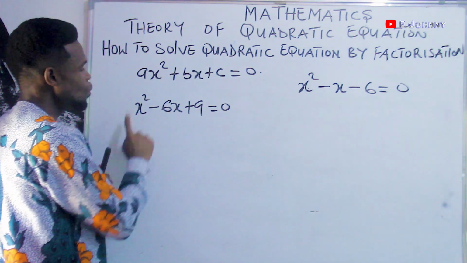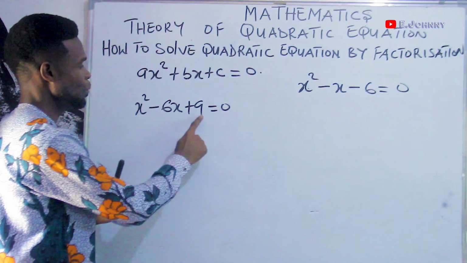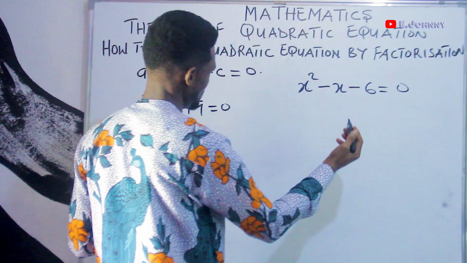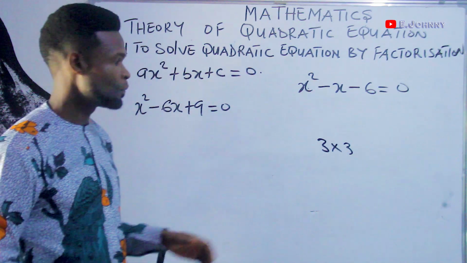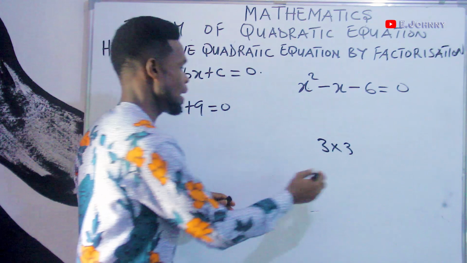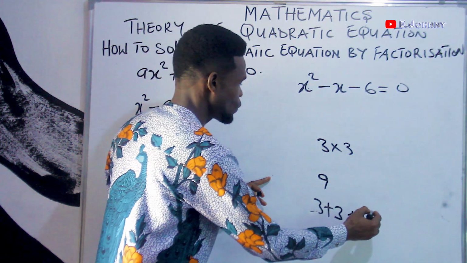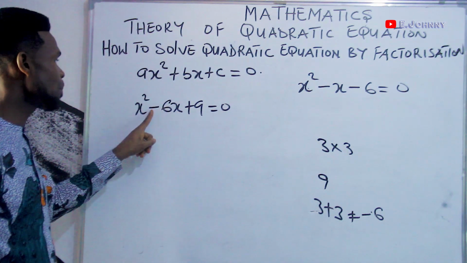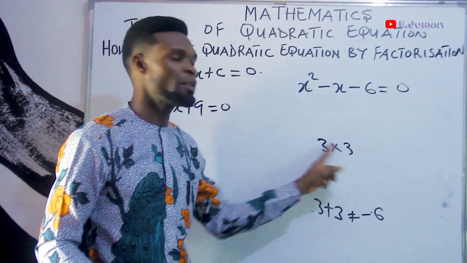All you have to do: here the coefficient of x squared is 1, so we go ahead to break down 9. We know that 9 is a number that can be obtained by multiplying two similar numbers, which is 3 and 3. So 3 times 3 is 9. But 3 plus 3 is not equal to minus 6. Don't forget, at this point, the coefficient of x is minus 6. So which means that the two numbers are not two positive 3s.